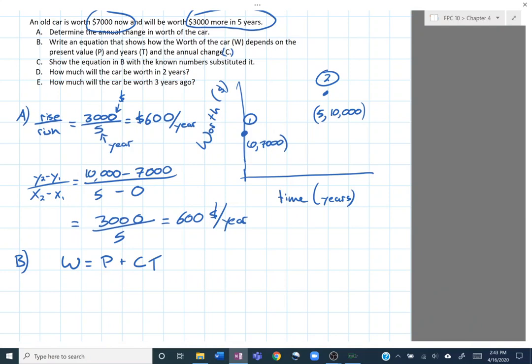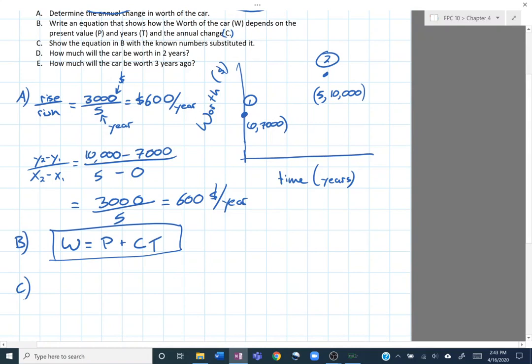And we should do a little bit of a sanity check. If I plug a t in for 0 right now, if I'm like, okay, right now, then it would be worth the present value, which is $7,000. So this equation seems to work logically, and it is definitely the one we're looking for.